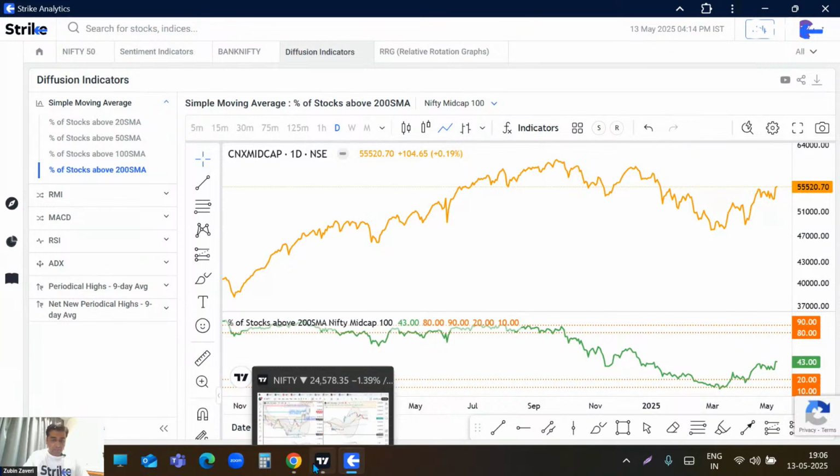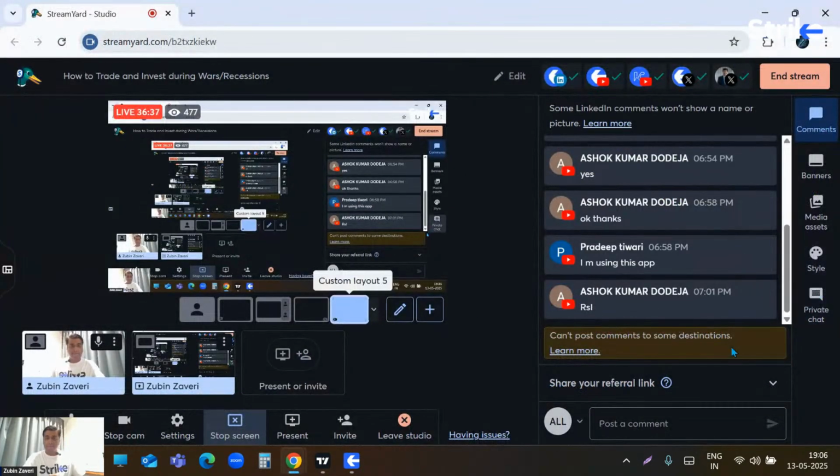All right, any questions so far on this? Ashok Kumar, RSI. Okay, so in the diffusion indicators you are talking about RSI, Ashok Kumar ji.